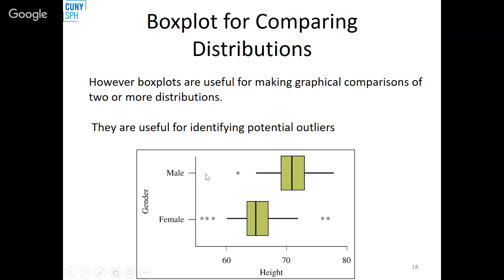So even if we had 5 different groups here, it's still very easy to compare these distributions using a box plot. That would be almost impossible if you had 5 variables to look at all in one histogram, but it's easy to do with a box plot.